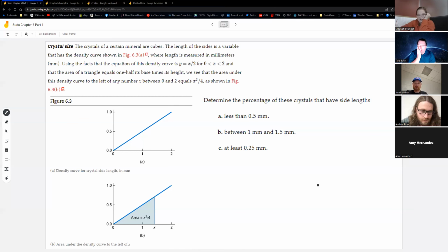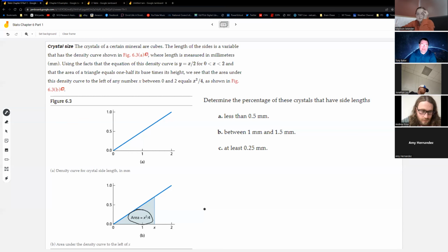When we're looking for the actual percentages, we're looking for the area under the curve. In this case, you can see they gave us that the area is x squared over 4. Now, the way to figure that out is calculus. That's integration, which is taught in calculus 2. You're not going to have to know any of that, so don't freak out.